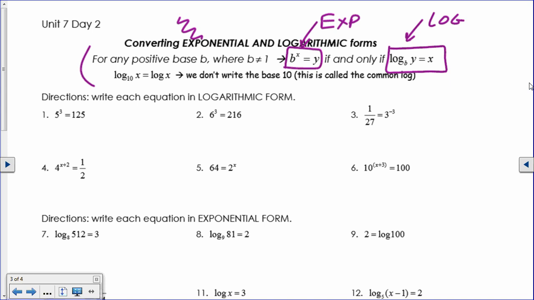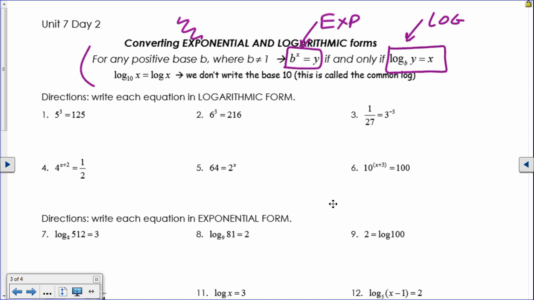Logarithm is a weird word and it's hard to spell, so we usually just abbreviate it to log. Notice that the b here represents the base. See how it's a little subscript for the log? The log also has a base, and that's where it goes. So the base for the exponential is also the base for the log. The y was the answer here, and it's going to be the input for a log. The x is the exponent here, but it's the answer here.